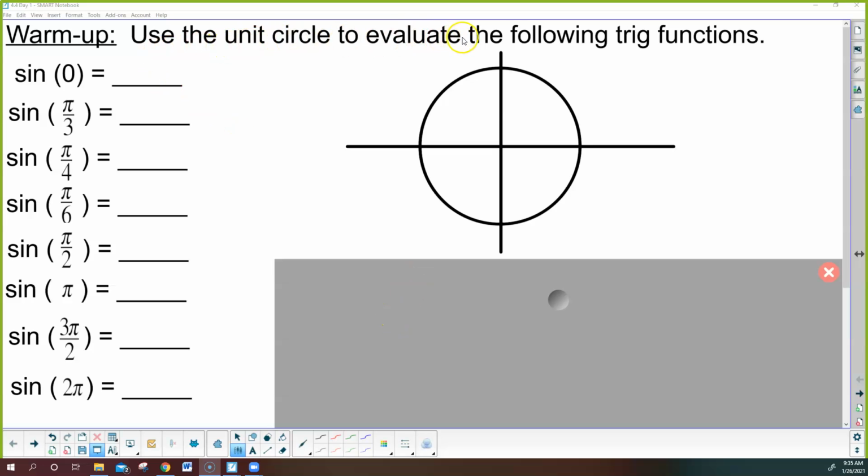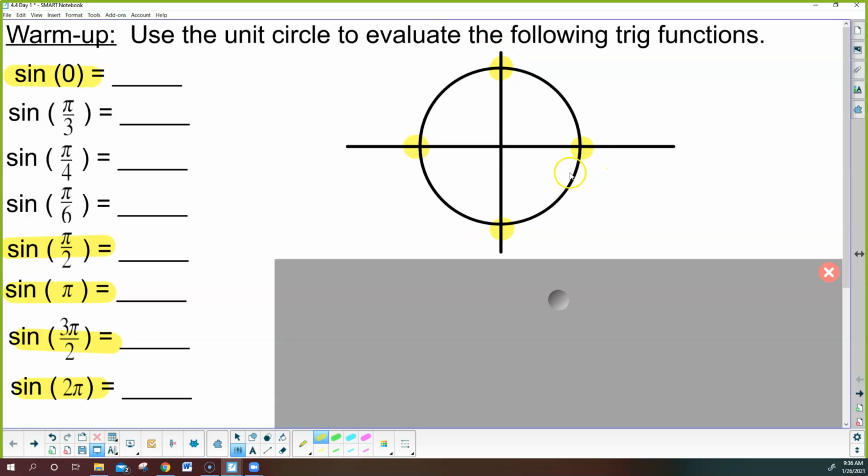We're going to use the unit circle to evaluate the following trig functions. Now, what I would do first, and you're going to really see once we get done with this, and I put down 1, 2, 3, 4, 5 values, that those 5 values are the quarter marks or the quadrantial angles of the circle. And there's 5 of them because 2 pi is the same as 0.